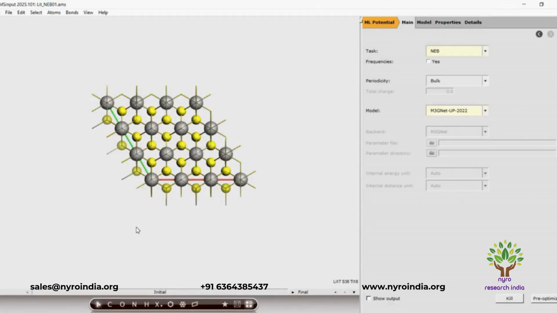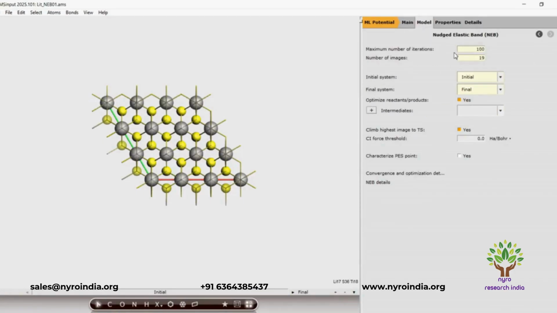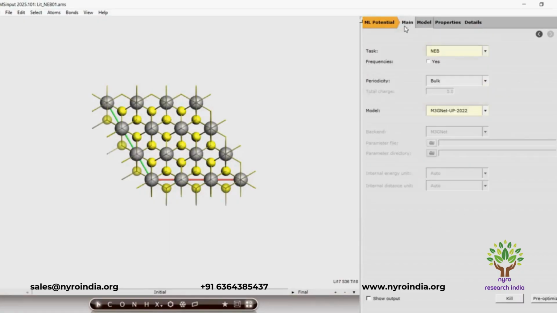You can see this is the initial structure, and if I go to the next structure, you can see the final structure. These are the two structures which I have taken for this NEB, and you can see the inputs which I have set here. The maximum number of iterations is 100, the number of images is 90, along with the initial system and final system. We need to optimize the reactants and product here to get the final concept of ionic migration in this interface. The other details I have set as default.